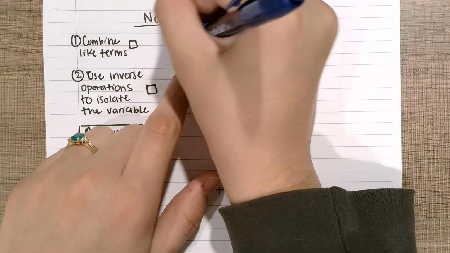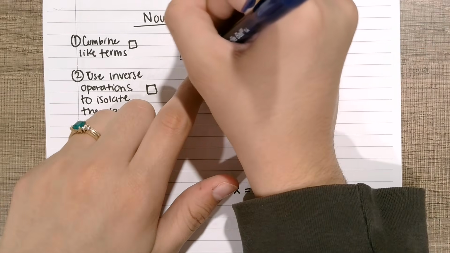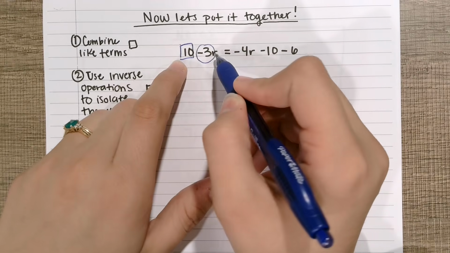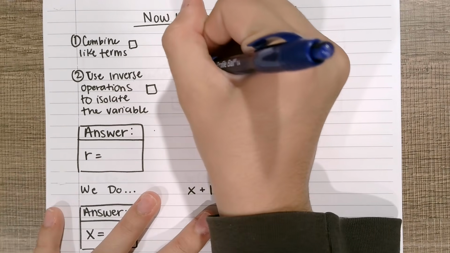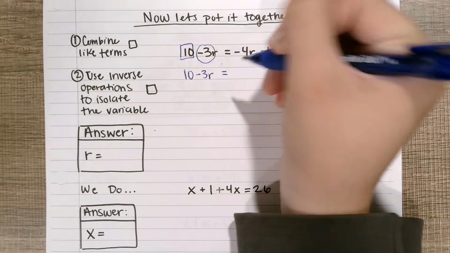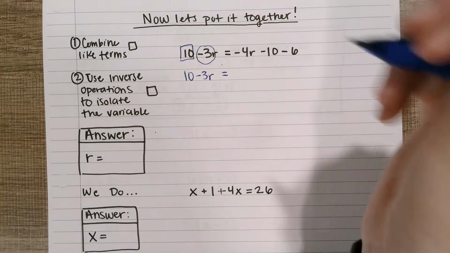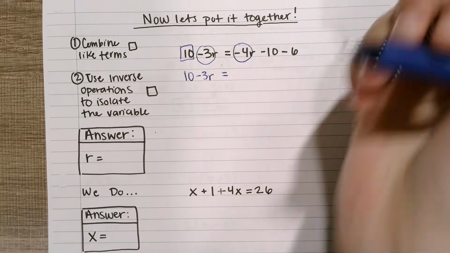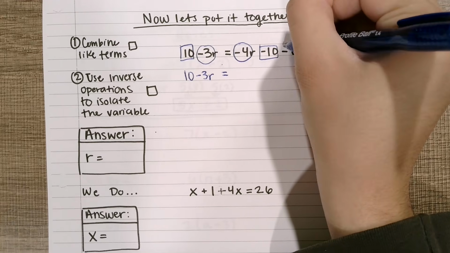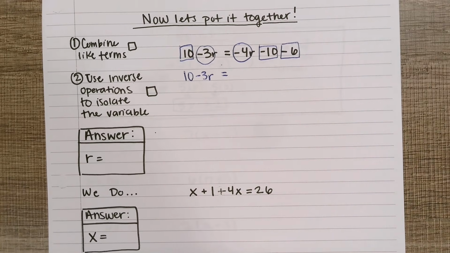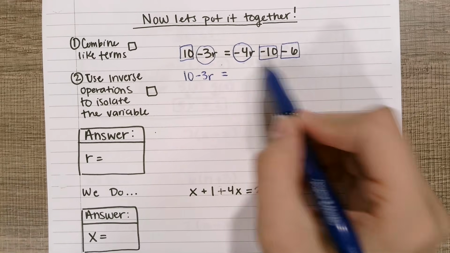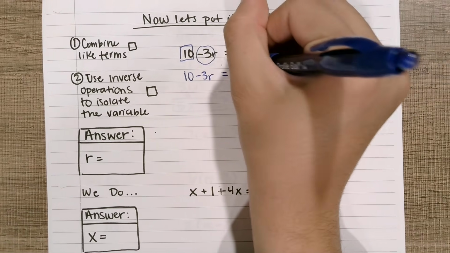So 10 is a constant, minus 3r is a coefficient. This is everything on this side of the equal sign. I can't do anything about this, so I'm just going to rewrite it. 10 minus 3r equals, now let's see if I can combine like terms on the right side. Well, minus 4r is a coefficient, minus 10 is a constant, and minus 6 is a constant. So negative 4r has nothing to be combined with, so that is just going to move down.